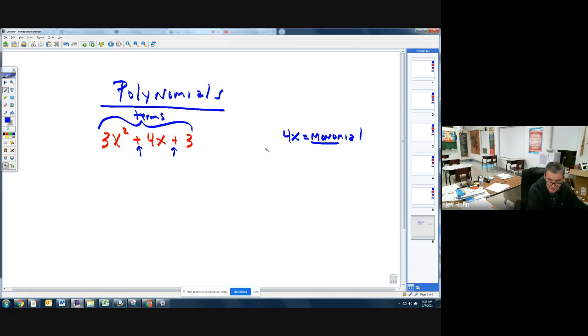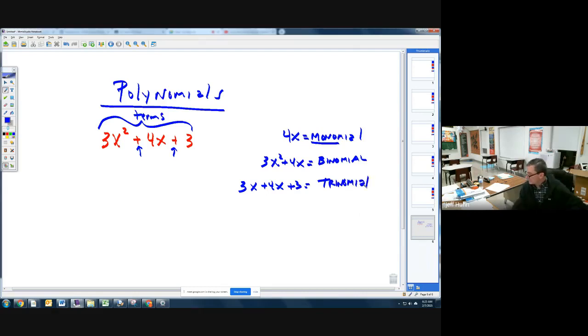Obviously, mono meaning 1. If it was 3x squared plus 4x, it's a 2-term thing, but we have a special name for that, which is a binomial. And this one here that had the 3 terms, yes, you guessed it, that is a trinomial.